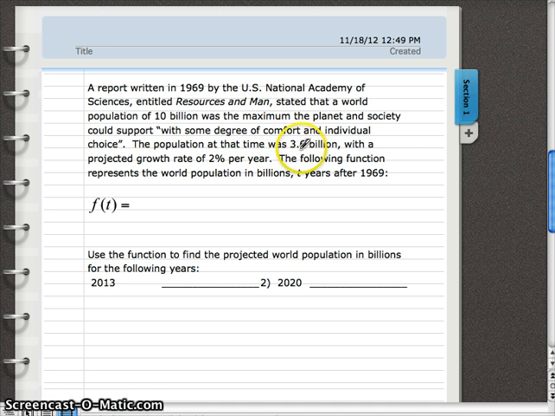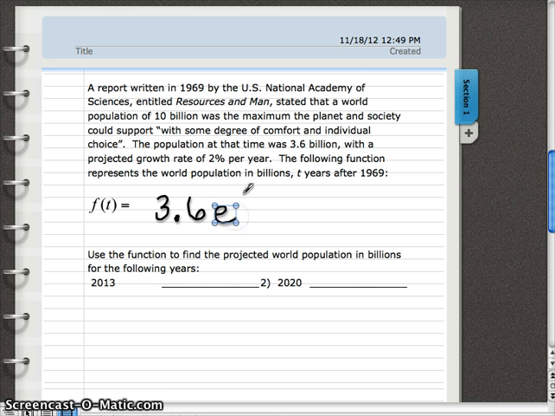At that time in 1969, we were at 3.6 billion people, and it was projected that we were growing at a growth rate of 2% per year. So if we want to write an equation that represents that, P is going to represent our initial population, so 3.6 billion. We can leave it as 3.6 as long as we know we're talking about billion, or you can write out 3,600,000,000 if you really want, but we'll just simplify things for now.